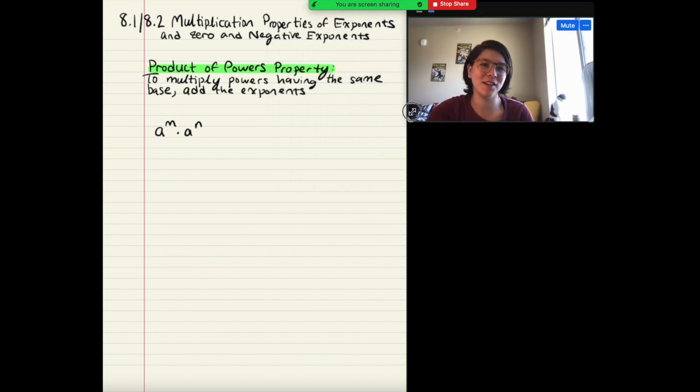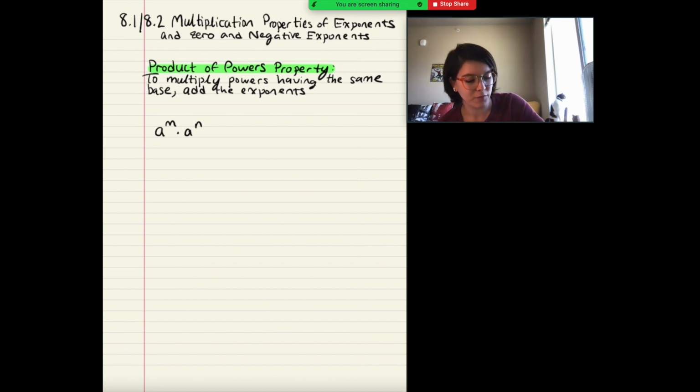Anyway, we're shifting gears, we're looking at exponents. So we're going to look at a few properties first, and then we'll go into some examples. The first property we're going to look at is the product of powers property. And this tells us that if we multiply powers having the same base, we need to add the exponents.